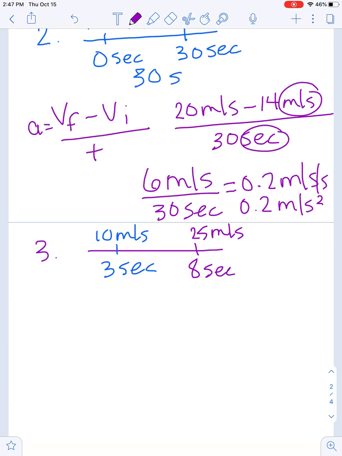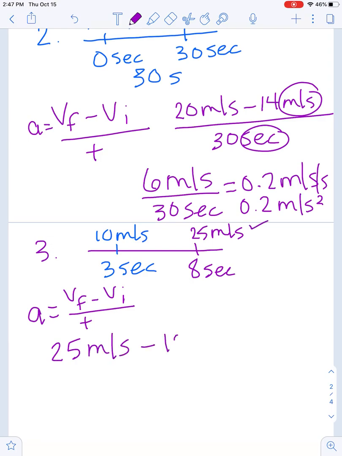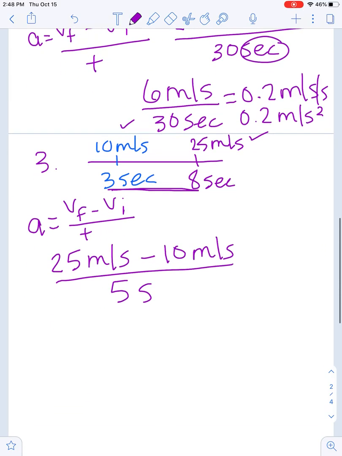Now I'm ready to put it in my equation, knowing that I'm looking at my final minus initial divided by the time that this is happening. My final is 25 meters per second. My initial is 10 meters per second. And the time frame I'm looking at, 8 minus 3, is 5 seconds. So I'm ready to subtract that. 25 meters per second minus 10 meters per second is 15 meters per second, divided by 5 seconds.